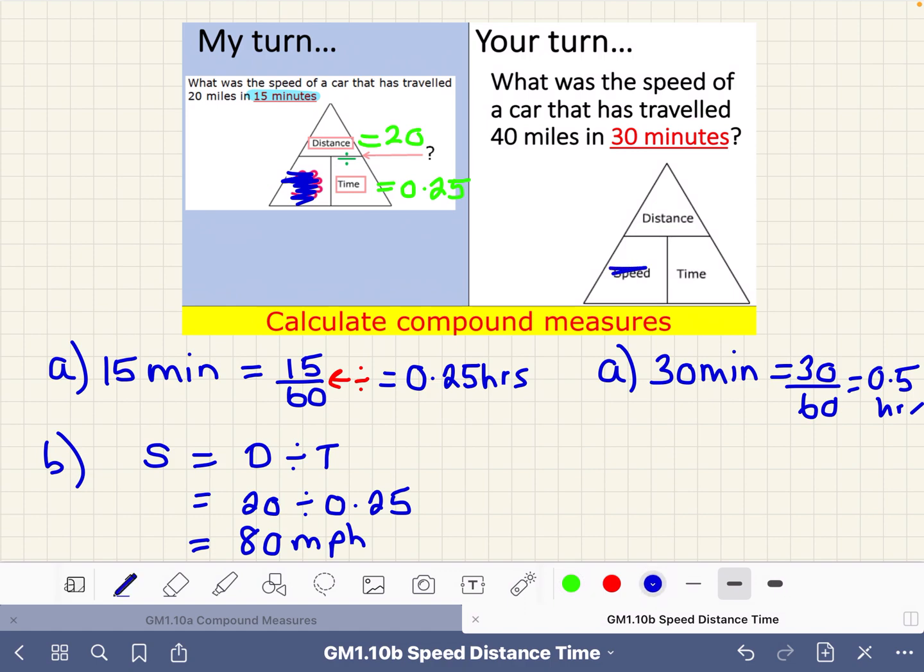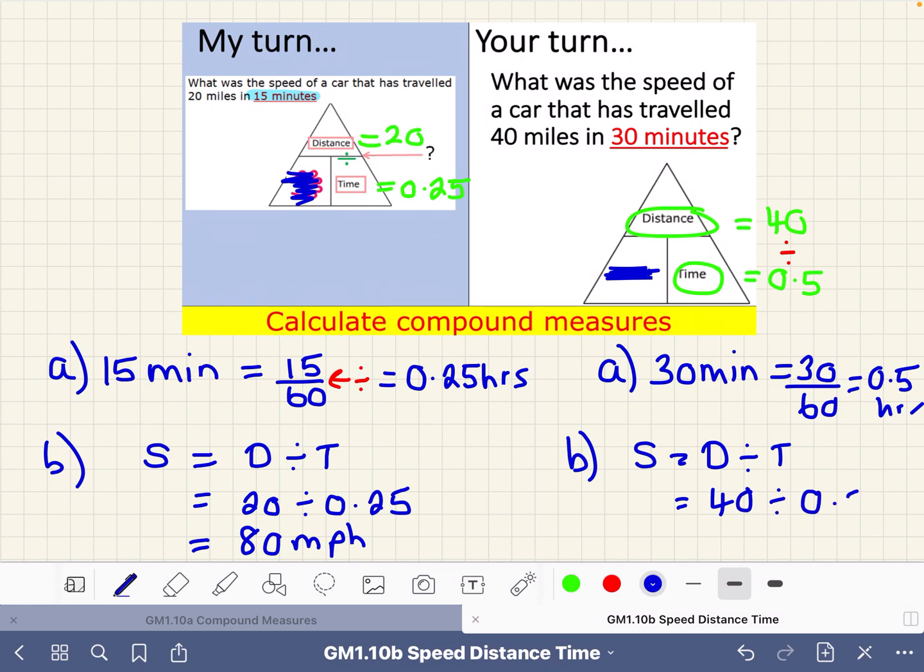We are looking to calculate the speed of the car. We have a distance of 40 and our time is now 0.5. We know we must divide those values. So we have our speed is equal to the distance divided by the time. In this case, that is 40 divided by 0.5, giving us a speed of 80 miles per hour.